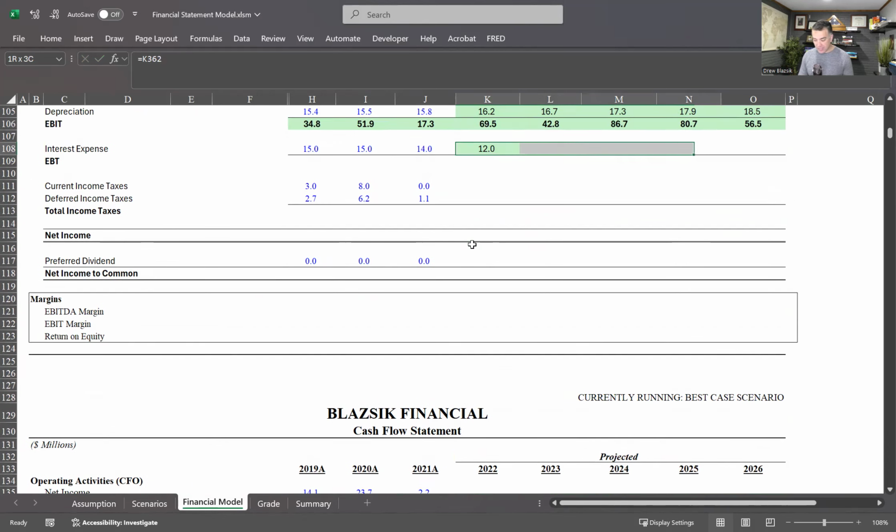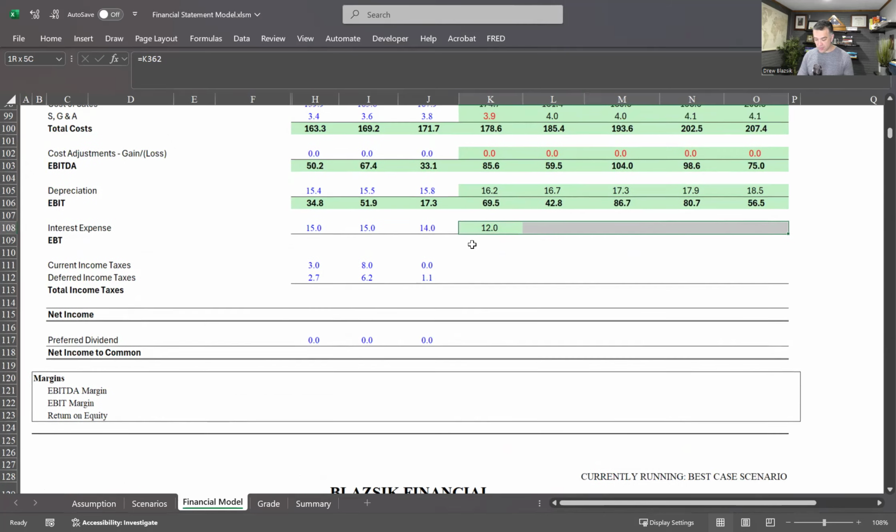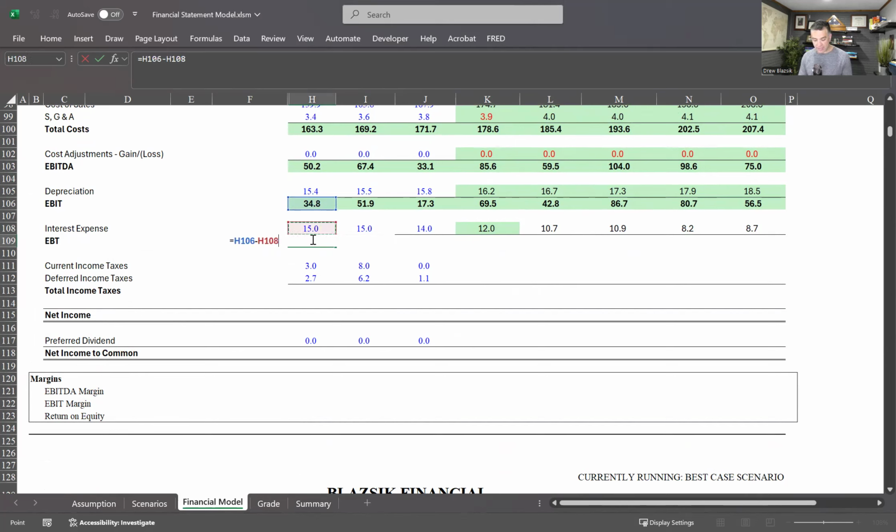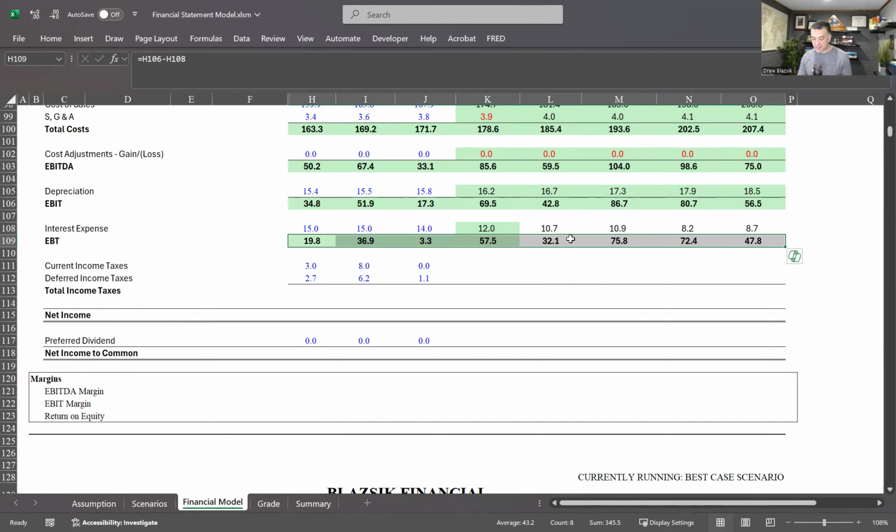So I'm going to put the interest going across. And then what I'm going to do down here to total it, to find the EBT, earnings before taxes, I'm going to go to the EBIT and I'm going to subtract out the interest. Now this doesn't look like it's correct yet. So everything that lights up green, of course, is correct. It's because we haven't solved the net income yet.